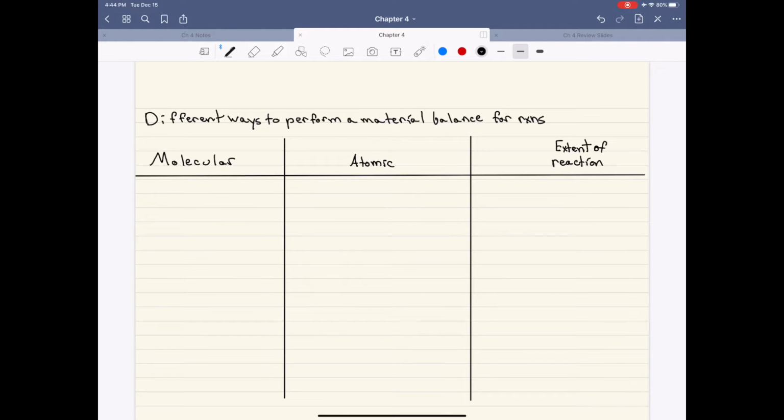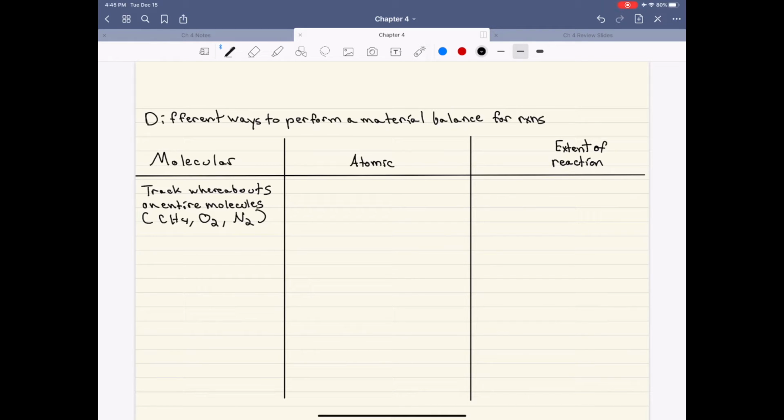Okay? And so in the first column, I want to talk about the different features of molecular material balances. And so this is the type of material balance that we used in our previous example videos. All right? And so in a molecular material balance, what you do is you track the whereabouts of entire molecules. Okay? Entire molecules. All right? And so what I mean by that is you would track the whereabouts of moles of methane or moles of O2 gas, diatomic, or even N2 gas as well.